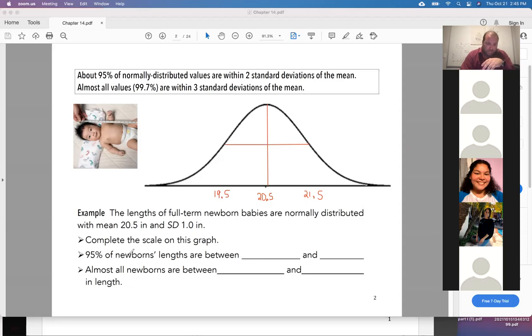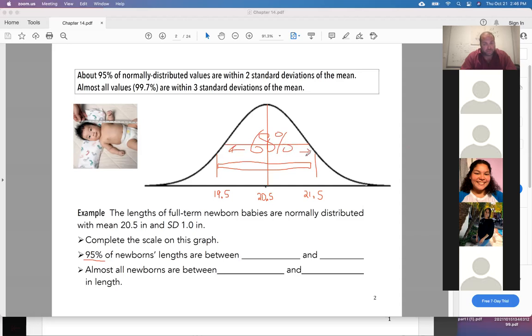Now, in this particular example, 95% of newborns are between what two weights? Sorry, not weights, what two heights? The 19 and the 21, or the 19.5 and 21. So would this be 95% between these? This is only one deviation out in either direction. What number do we assign from here to here? That's 68, so we'd have to get a second. This is only 68%, right?